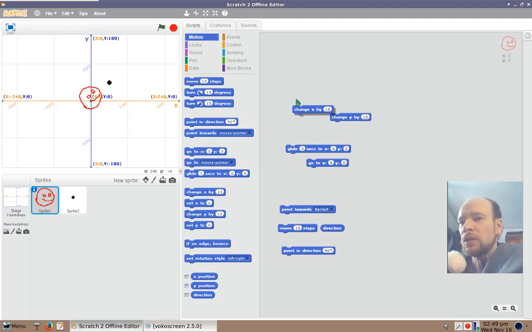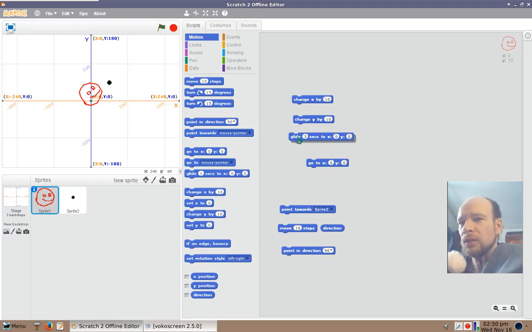The change X by and change Y by are sort of like the movement here, except they also ignore the direction. They just go that many steps. The Y would change it along the Y, and then the X would change it along the X axis.